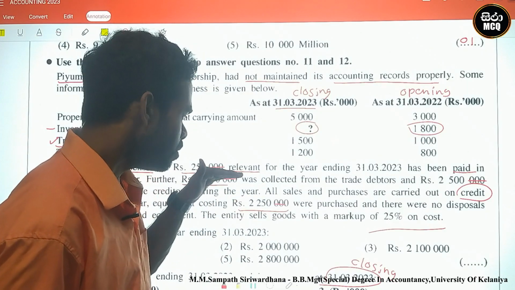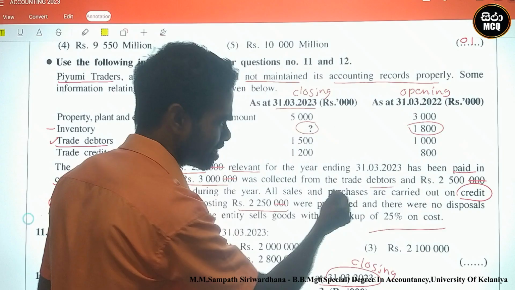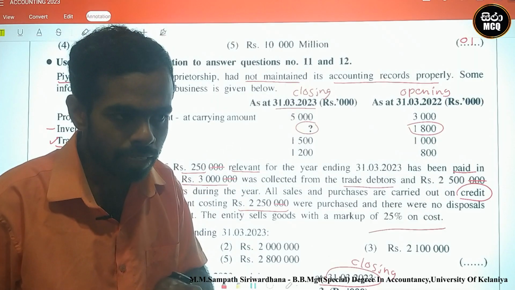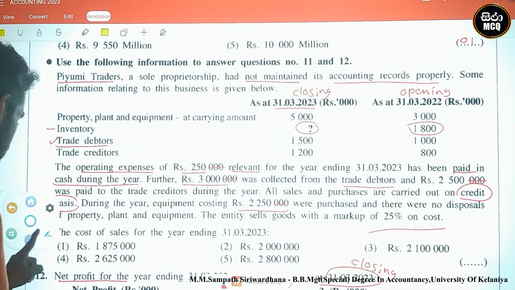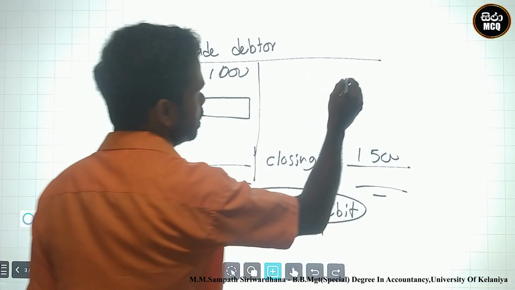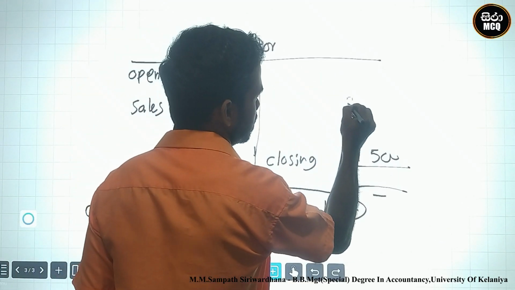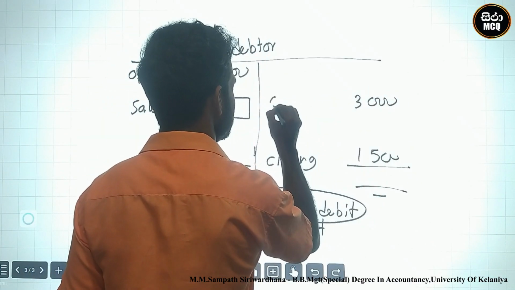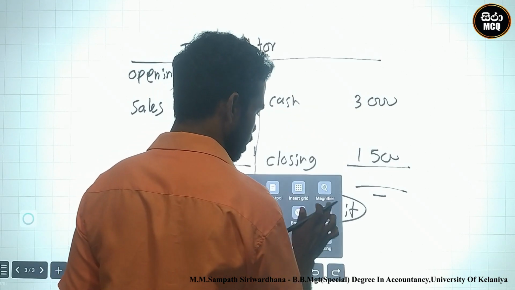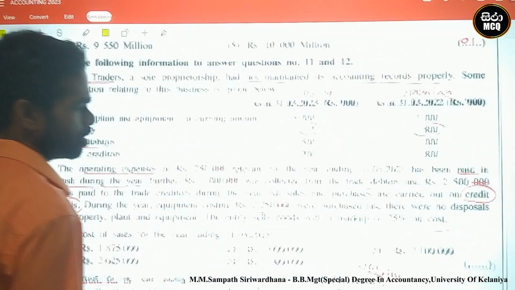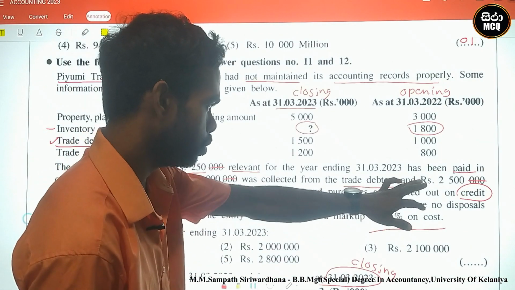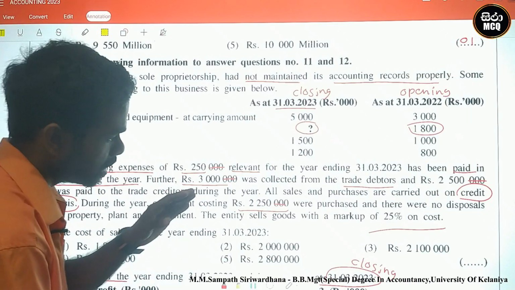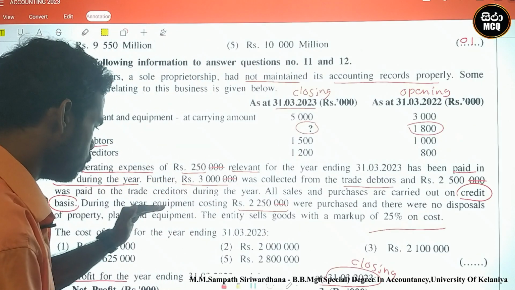Do you know the double entry for 3000 collected from trade debtors? Cash debit, trade debtors credit, 3000. There is a 3000 cash debit, credit to trade debtor. Can we identify other information? The payment of 2500 was for trade creditors. This is not related to trade debtors. Again, sales, this is the office equipment.